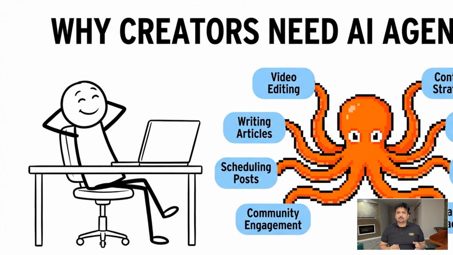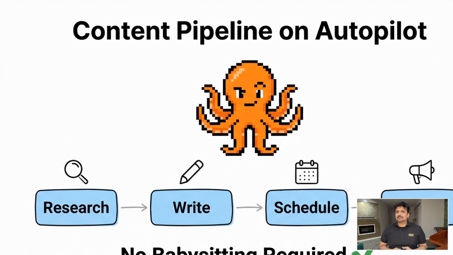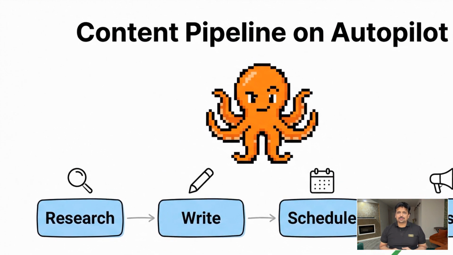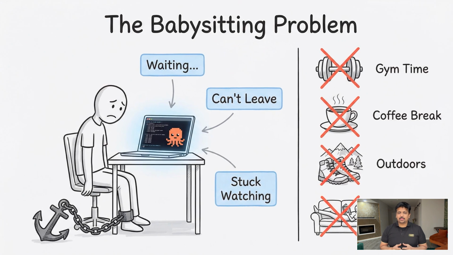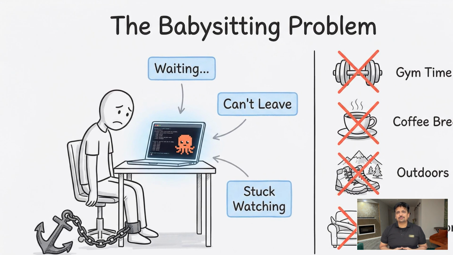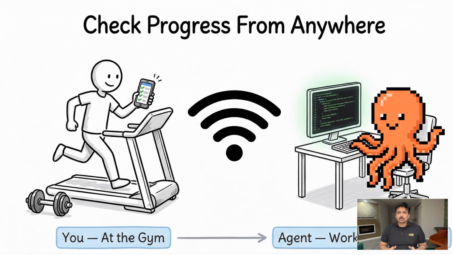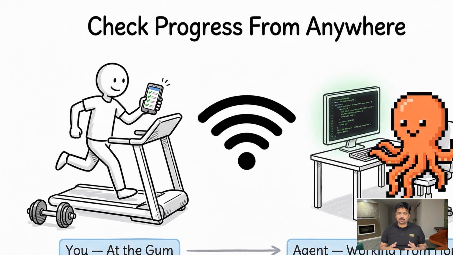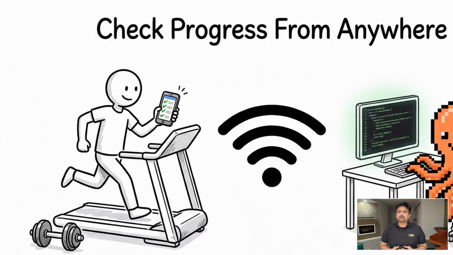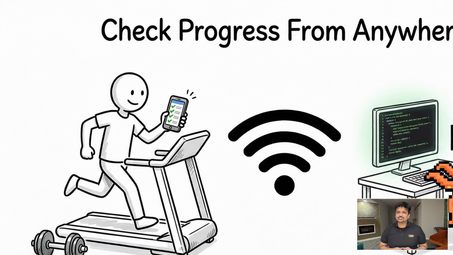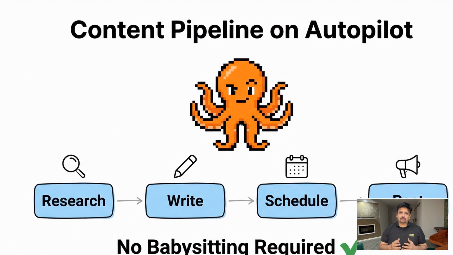Now, why does this matter if you're a creator or marketer and not a developer? Because AI agents aren't just for writing code anymore. We use Claude Code agents to run our entire content pipeline. Research, write, schedule, post, completely automated. And the problem was always the same. You had to be at your desk to monitor it. Now you can kick off an agent to build your content calendar for next week, walk away, and check the progress from your phone while you're at the gym. That's a fundamentally different way of working.